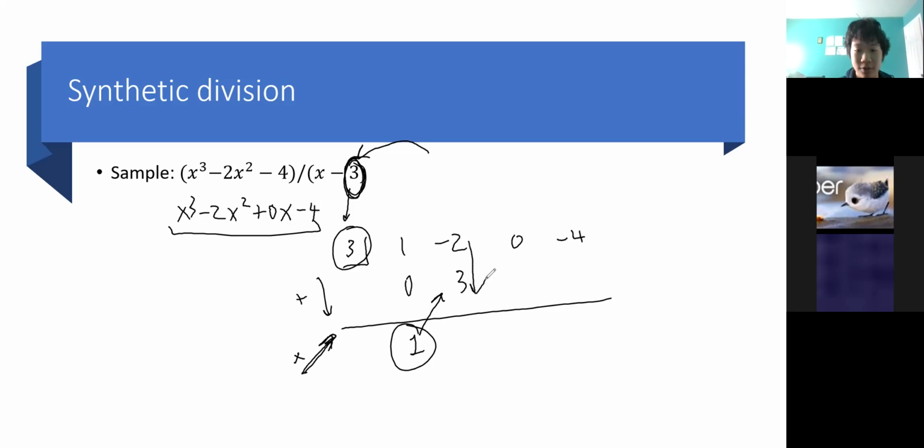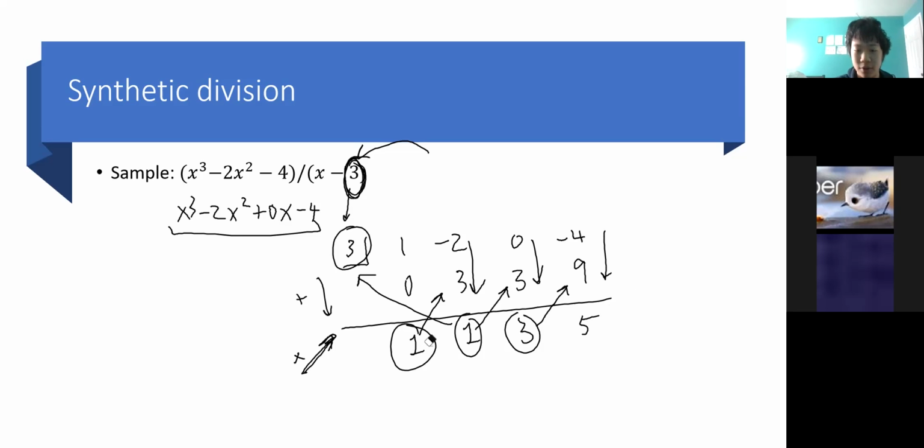Repeat. Add downwards. 1. Multiply diagonally. Multiply by the 3 again. 3. Add downwards. 3. Multiply by the 3 again. 9 goes there. Add downwards. 5.